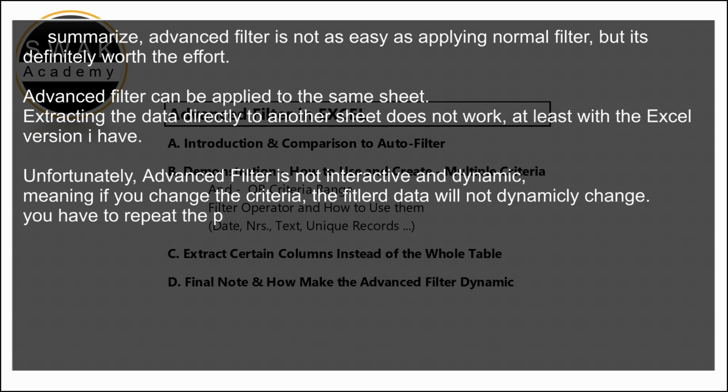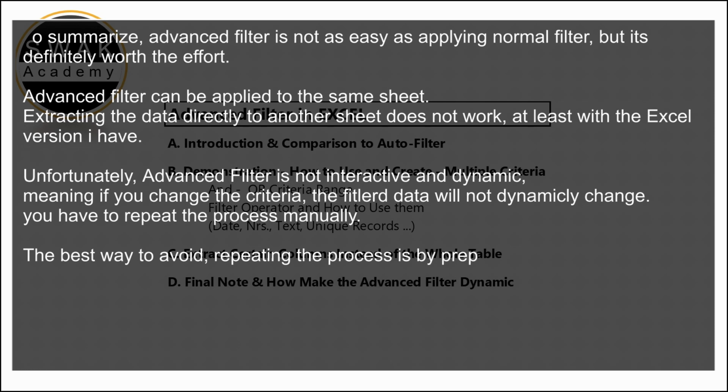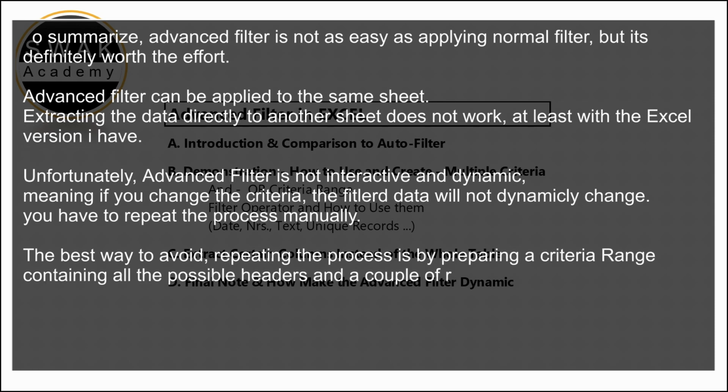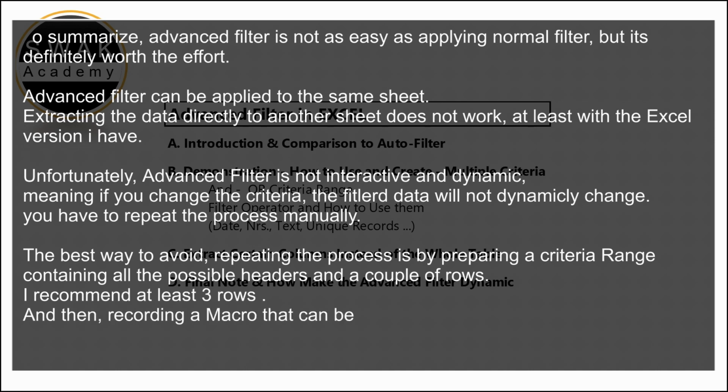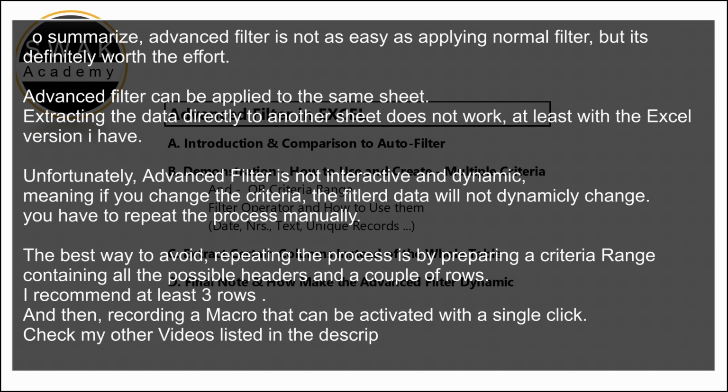The best way to avoid repeating the process is by preparing a criteria range containing all the possible headers and a couple of rows. I recommend at least 3 rows. And then recording a macro that can be activated with a single click. Check my other videos listed in the description below on how to easily record and apply a macro even if you have never had anything to do with it.